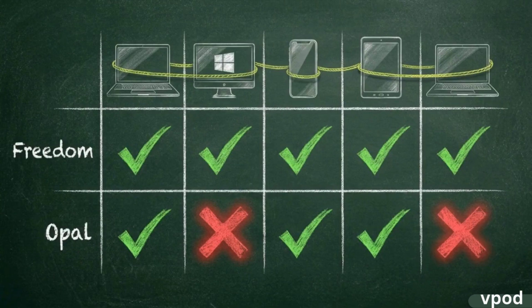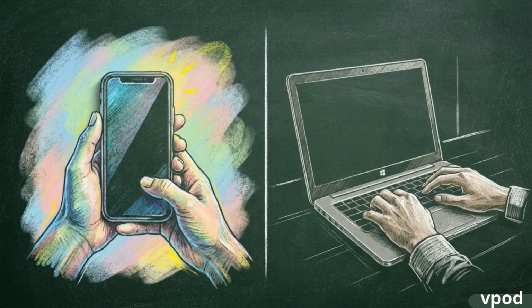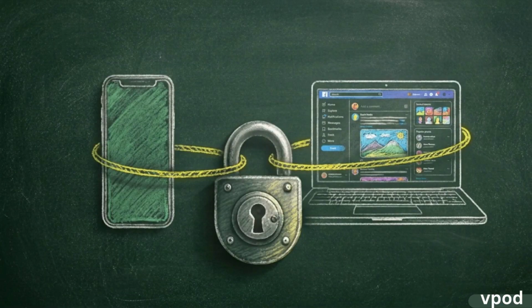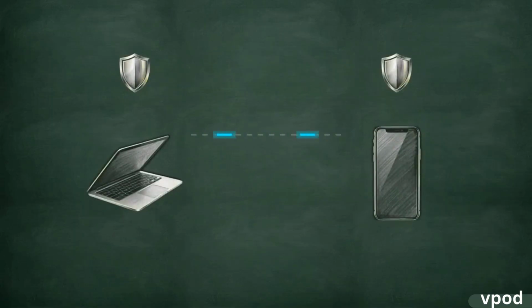This matrix charts platform support. Freedom covers nearly everything: Mac, Windows, iOS, Android, and Chromebooks. Opal supports only iOS, Android, and Mac. Absent are Windows and Chromebooks, leaving a gap for anyone outside Apple and Android ecosystems. If you use an iPhone for personal life but a Windows machine for work, Opal won't be able to bridge the gap between them. Plus, cross-device syncing is built right into the foundation of Freedom.